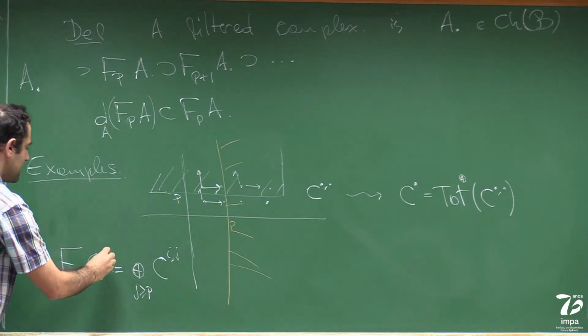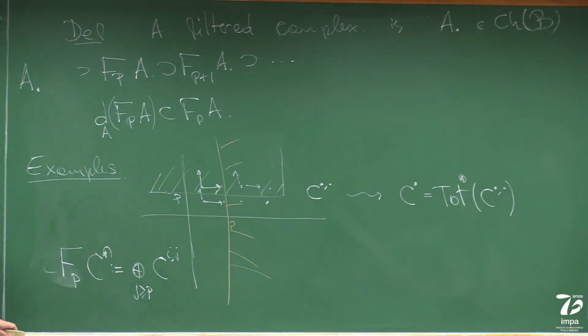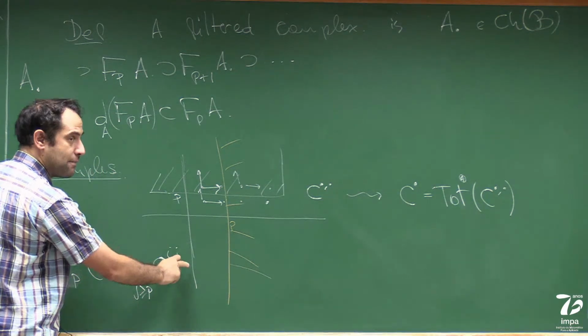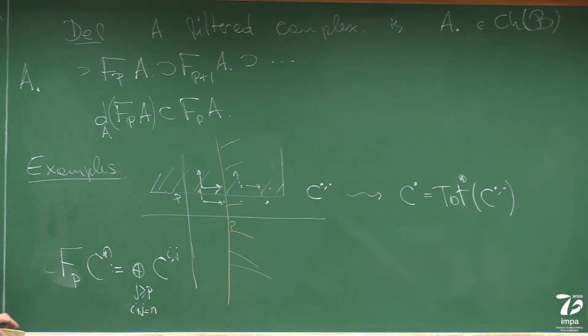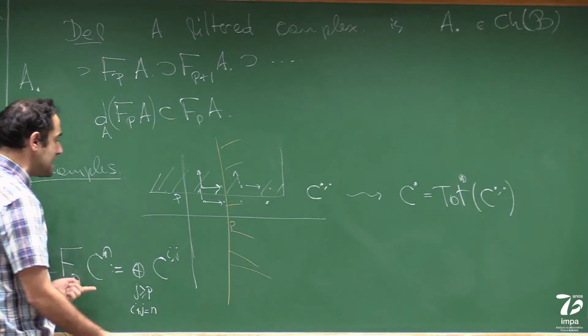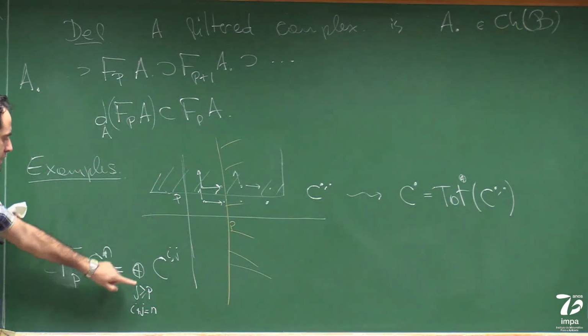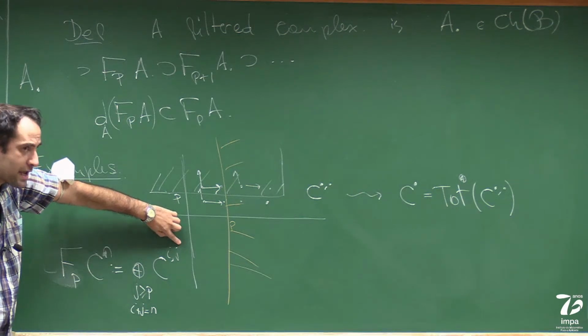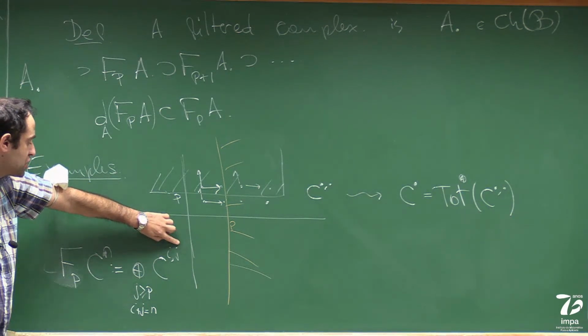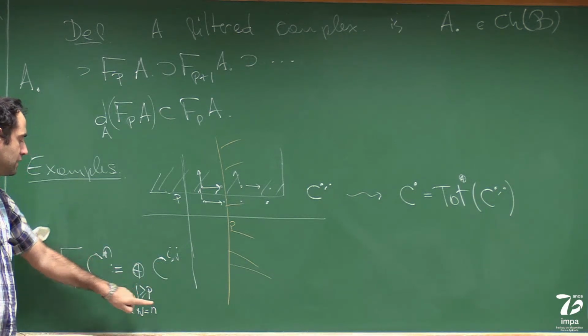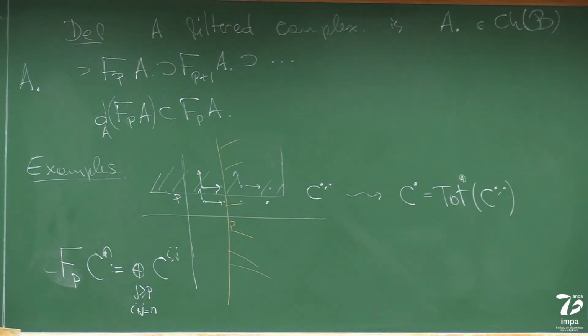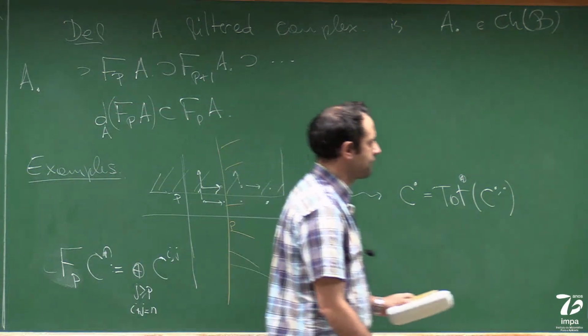And if I fix the degree, so let's say that I look at Fp of Cn, then I'm going to take the sum of i plus j is equal to n. But I'm not going to be worrying about the total degree, about the left degree here. And it's clear that D preserves this, because D of the component in degree ij goes to i plus 1, j, which still has j bigger or equal than p, or goes to i, j plus 1, which still has j bigger or equal than p. So that's a filtered complex.